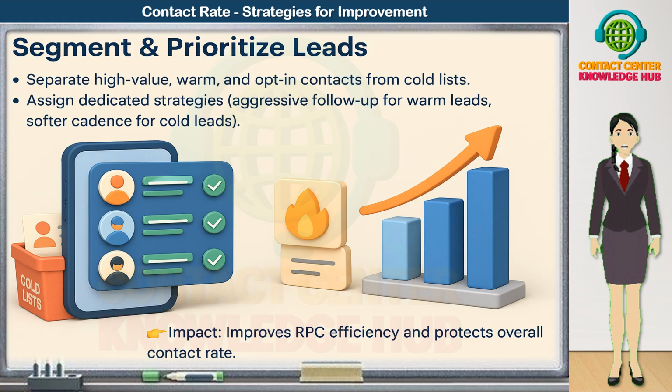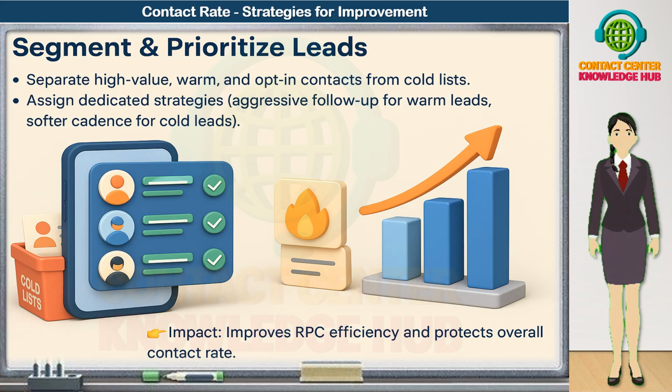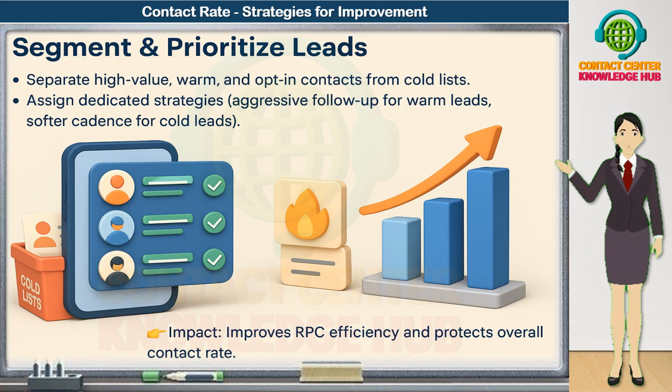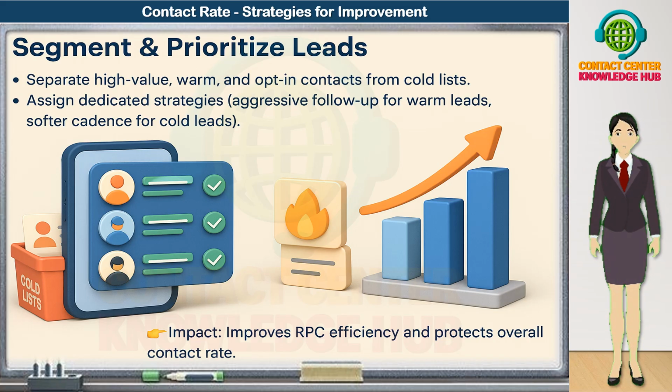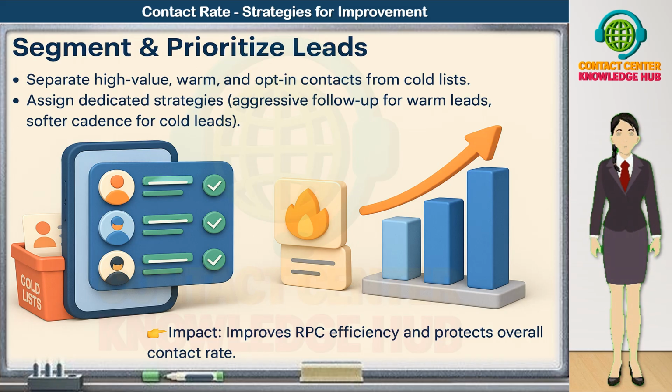Let's now look at another high-impact improvement strategy: segment and prioritize leads. One of the simplest yet most powerful ways to boost contact rate is to separate high-value and warm leads from cold or unverified lists. Start by identifying opt-in contacts, active customers, and high-value prospects. These are the individuals most likely to answer and engage.